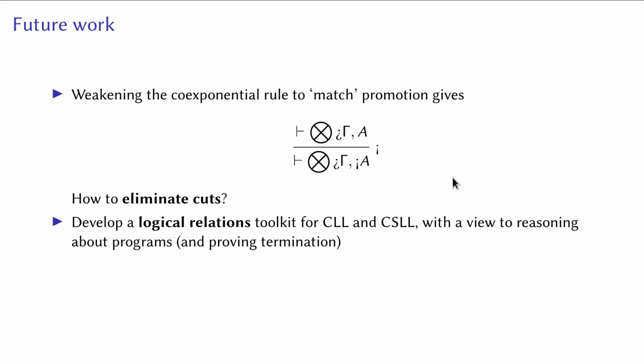Another future topic is to develop a logical relation toolkit for CSLL or CLL in general, and this could be useful for proving, for example, strong normalization for the systems. So there are many syntactical proofs of termination of CLL, but as far as I know, there hasn't been a logical relation proof.